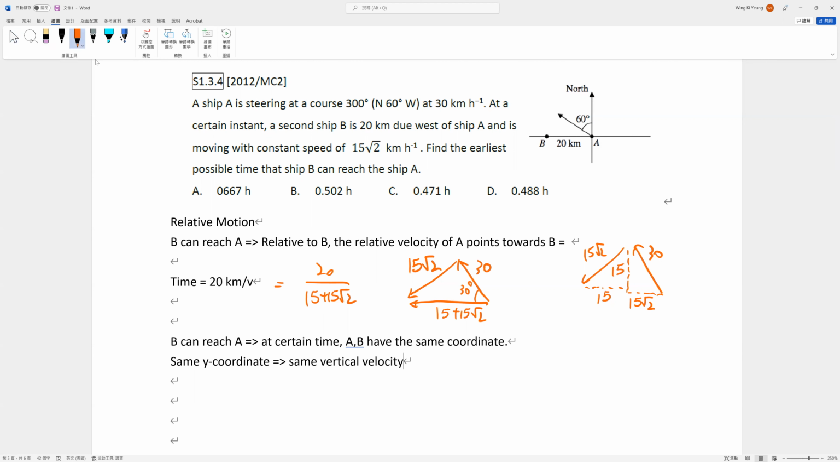Then the next, so if they have the same vertical velocity, you take a look at the velocity of ship A. The vertical velocity is 15. The horizontal, this one is 15 with 2. So that means the velocity of ship B should have the vertical component, that's 15 also. So this is 15 with 2. Then it's not difficult for you to find the horizontal component of ship B, which also should be with 2 by using the Pythagoras theorem. So then it's not difficult at all now. So the time they meet should be 20 divided by 15 plus 15 root 2.